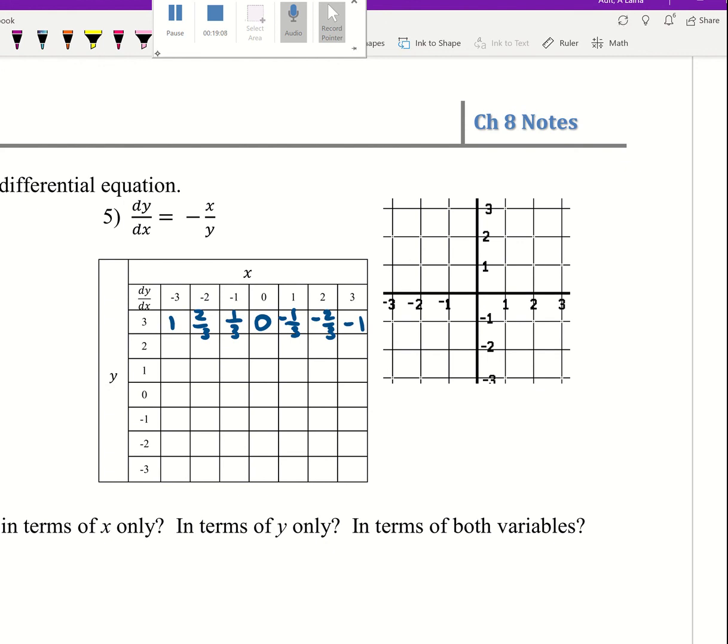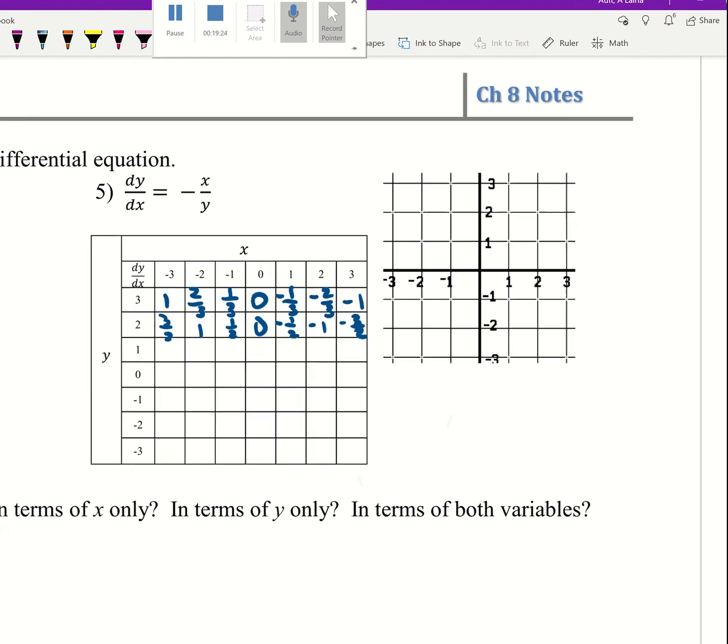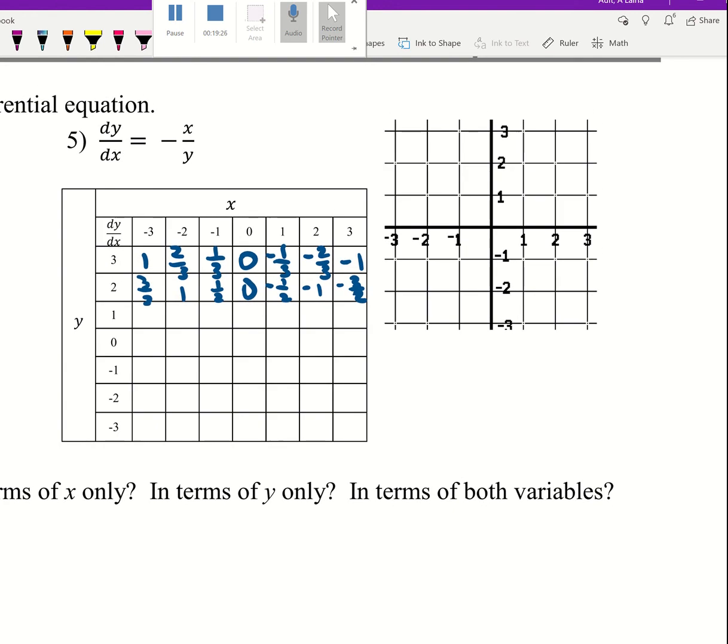And then here I'll do, again, x divided by y, but with the sign change. Positive 3/2, positive 1, positive 1/2, 0, negative 1/2, negative 1, and negative 3/2. And we could fill out all of these slopes. Now this table is just one way to keep track of all of your slopes. It's up to you whether you want to use that or not.